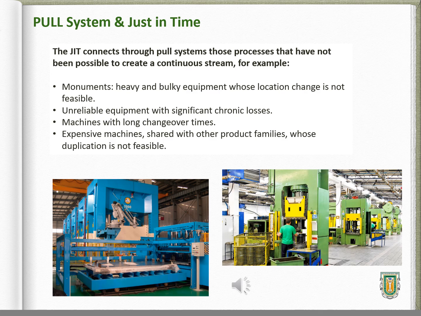When implementing just-in-time, a pull system is essential. The JIT connects through pull systems those processes that have not been possible to create a continuous stream, for example, monuments, heavy and bulky equipment whose location change is not feasible, unreliable equipment with significant chronic losses, machines with long changeover times, expensive machines shared with other product families, whose duplication is not feasible.